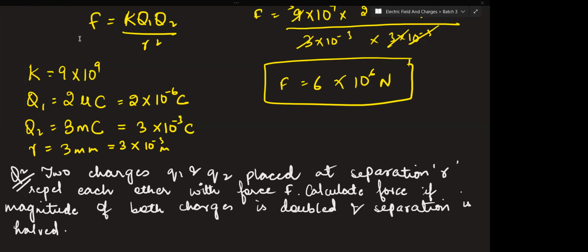Yes, try this question. Two charges Q1 and Q2 are placed at separation R. So what will be the force? Then multiply the charges and halve the separation, and see what force is coming. Take the ratio of both the forces and submit your answer quickly in the chat box. Just try this question, simple, using your Coulomb's law.